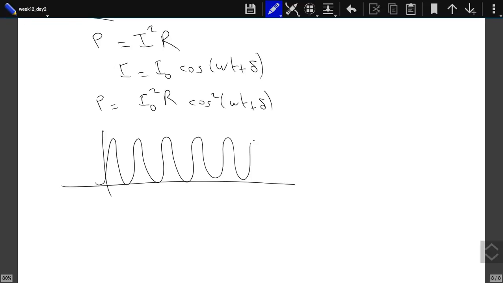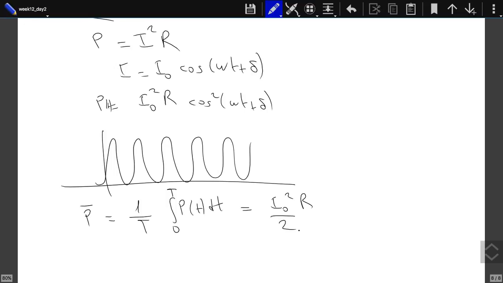And our devices usually do not measure this instantaneous power. What they would actually measure is what's called the average power. The average power is defined as you just integrate the power over one full period of oscillation. And then this is nothing but I0 squared R over 2. This is the average power.